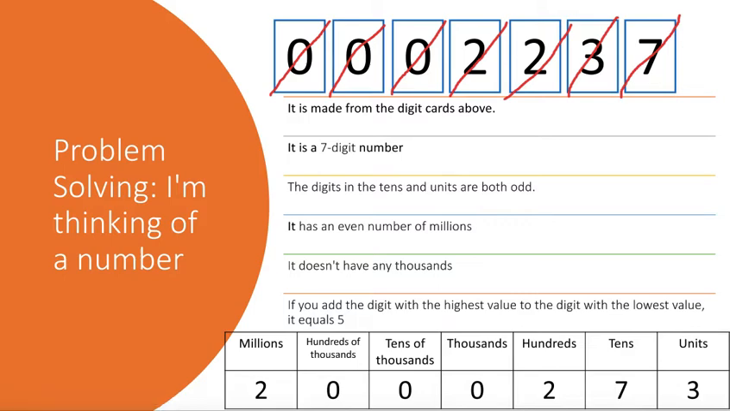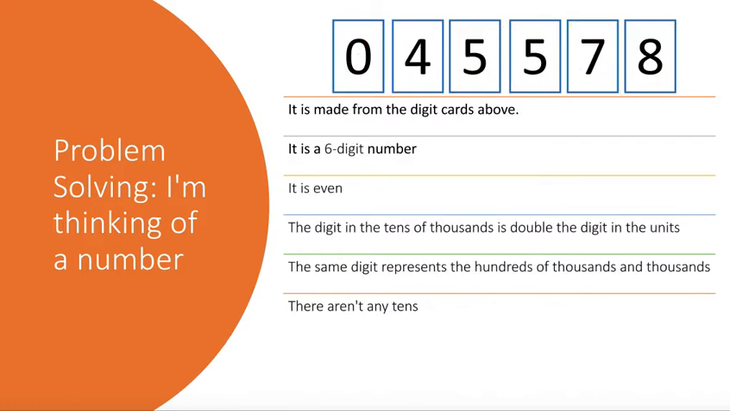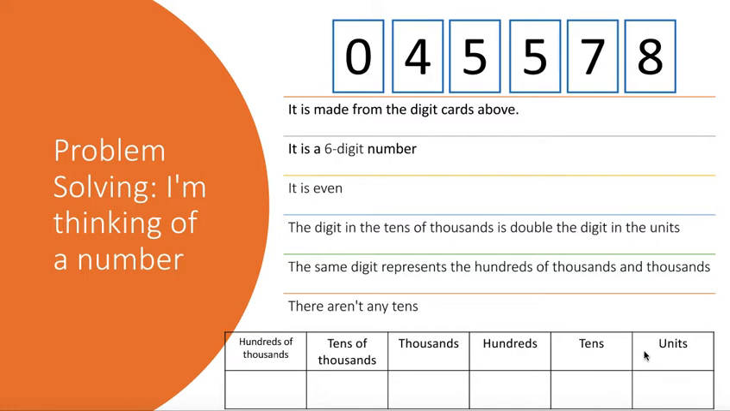Here's our third and final example for this week. I'm thinking of a number. It is made from the digit cards above: 0, 4, 5, 5, 7 and 8, and it is a 6-digit number. It will have units, tens, hundreds, thousands, tens of thousands and hundreds of thousands, because that makes a 1, 2, 3, 4, 5, 6-digit number.